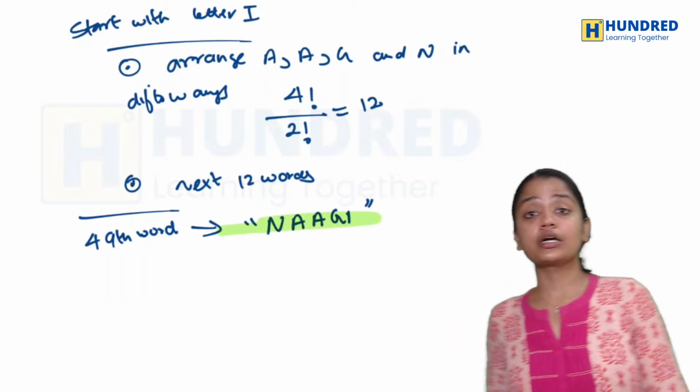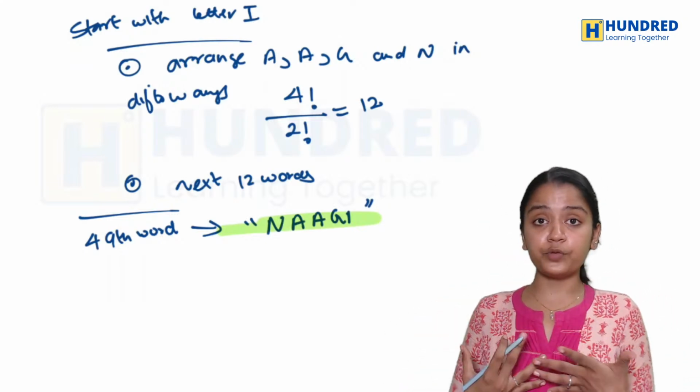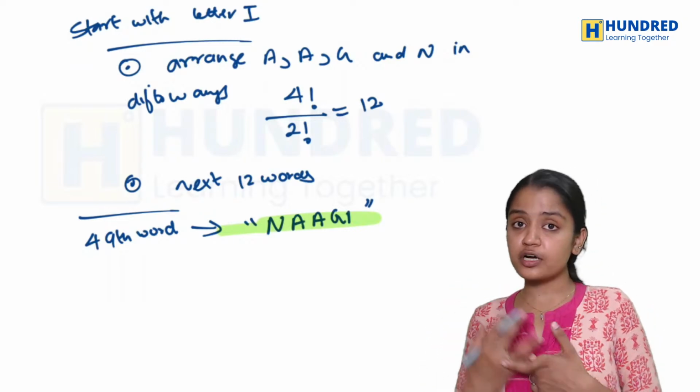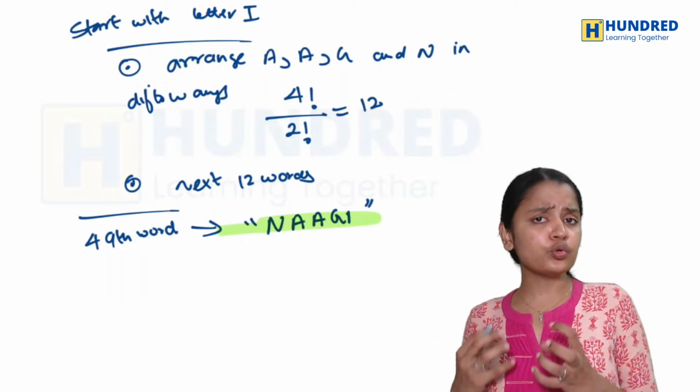So I hope you're clear with the concept of what is a permutation, what are the types, what is the first principle, second principle, and a few examples of it.